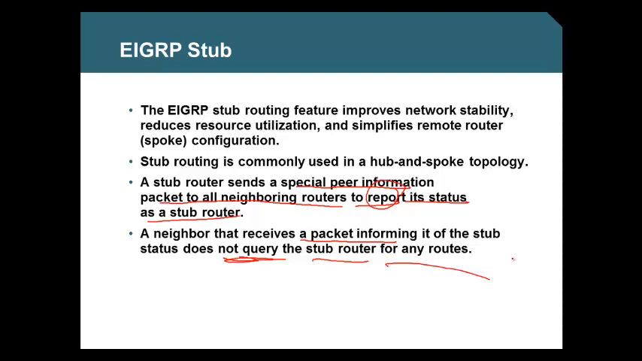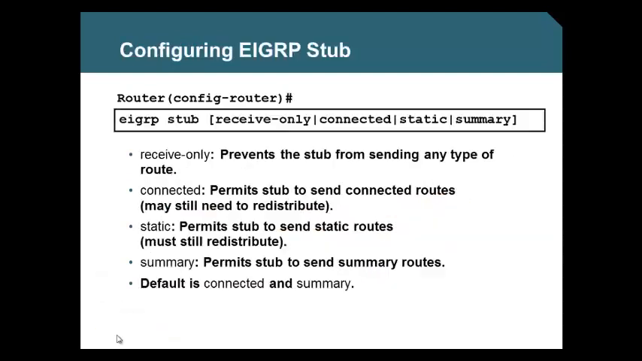Configuring EIGRP stub is sending the special status information so that when there is no feasible successor, the router will know whom to query and whom not to query. Right? Fine.